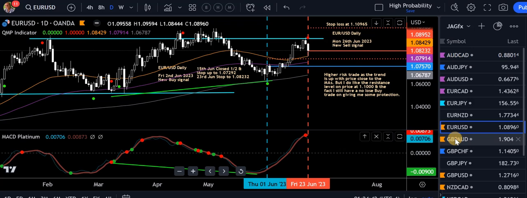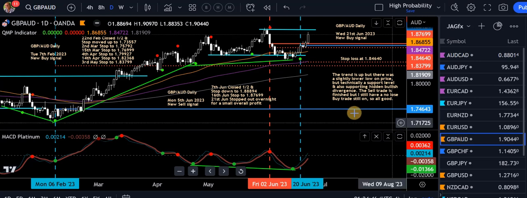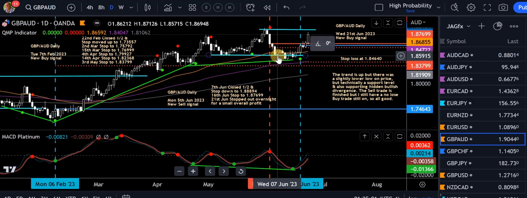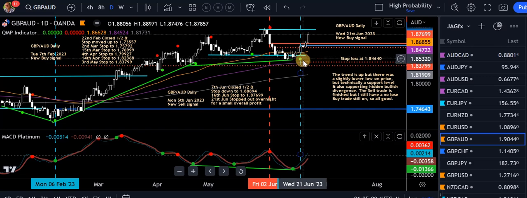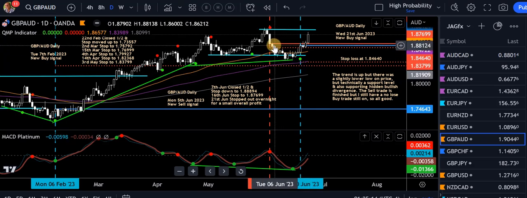Pound Aussie, highlighted in orange also. What happened here? All right, the sell was stopped out. This sell was from the 5th of June. On the 7th of June, when the price is here, I closed half here and put my stop in there. So it's a small overall profit. It was stopped out on this candle here, the 20th, marked up as the 21st, stopped out overnight. So the sell's gone.